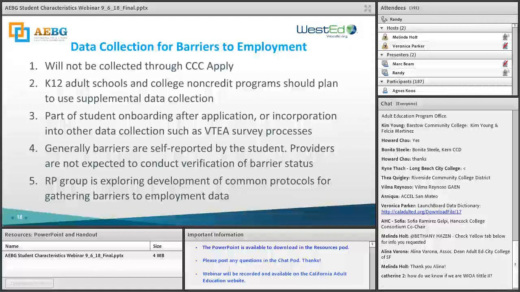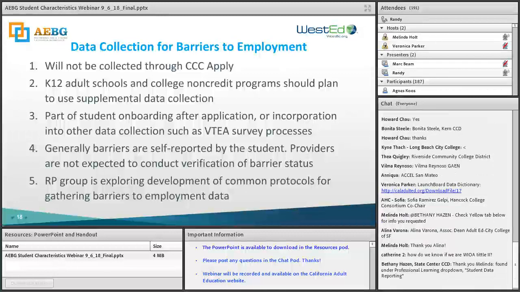If anything, the direction of CCC Apply will be moving towards simplifying it, so that students are having to provide a little bit less sensitive information about themselves in order to enroll at the college, and colleges may be expected to do more supplemental data collection around key data about their students moving forward.